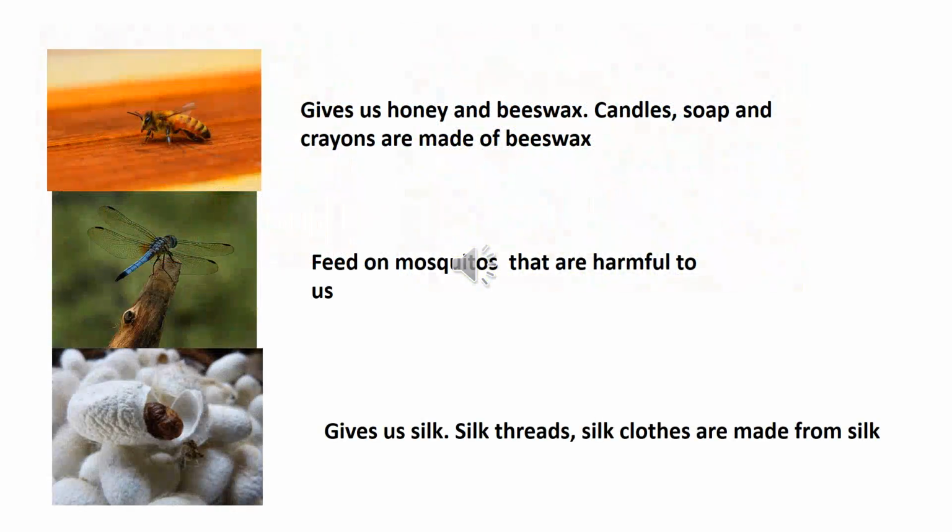Some insects are useful to us and some are harmful for us. Insects like honeybee, dragonfly, silkworm, these are useful insects. From honeybee, we get honey and beeswax. And beeswax is used to make candles, soap, and crayons. Dragonflies feed on mosquitoes that are harmful to us. Silkworm gives us silk. Silk threads and silk clothes are made from silk. So they are useful insects.